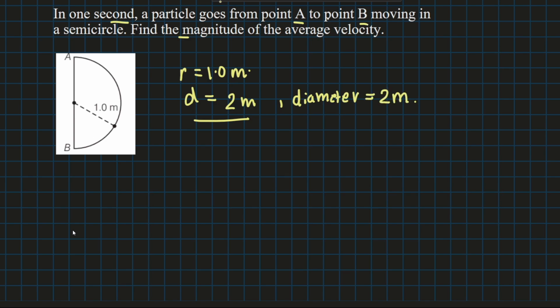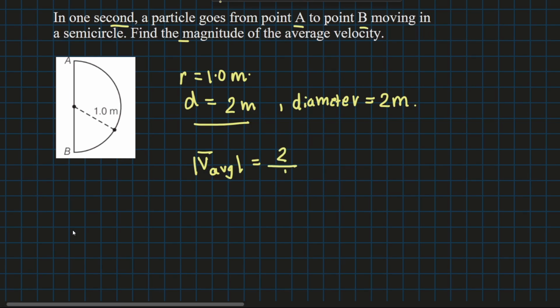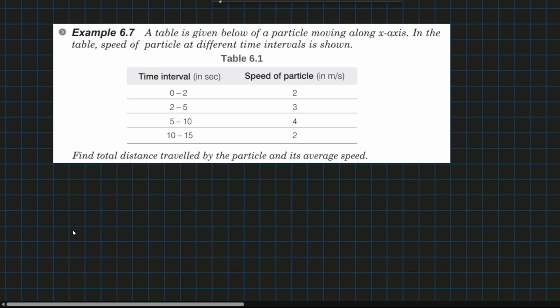So if you want to find the magnitude of the average velocity, it would be displacement upon time, or we could directly write it as 2 meter upon 1 second, which would be equal to 2 meters per second. Now the next question states that a table is given with time and speed. We need to find the total distance traveled by the particle and its average speed.